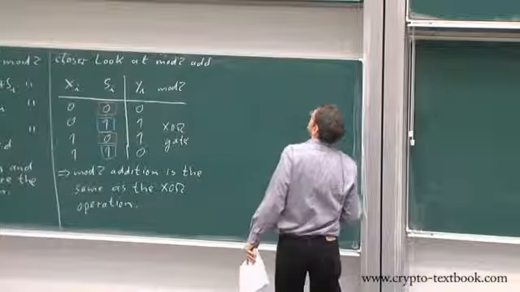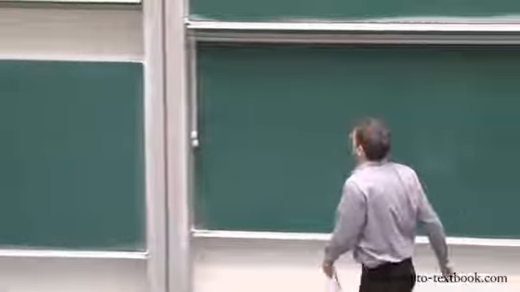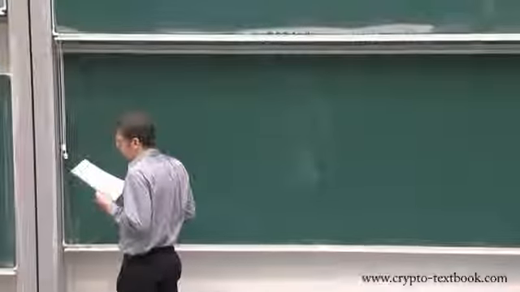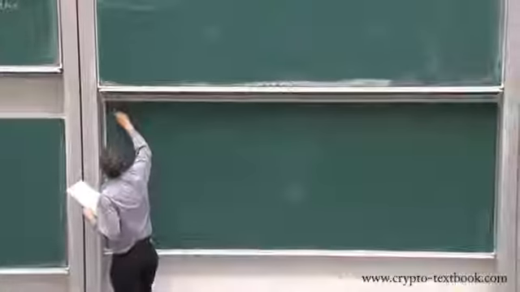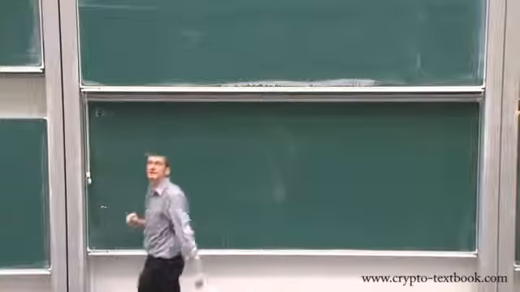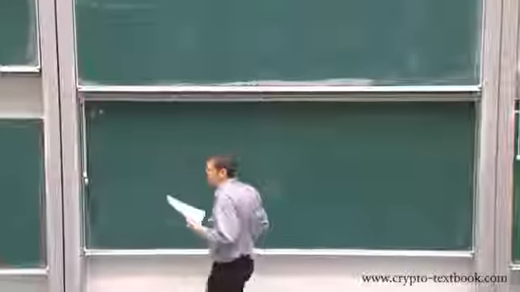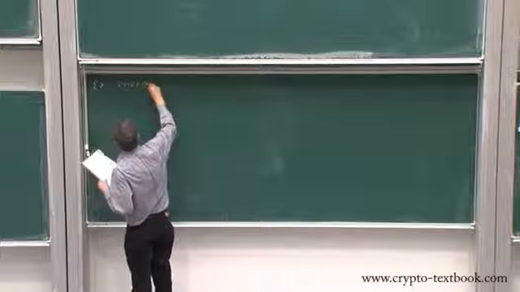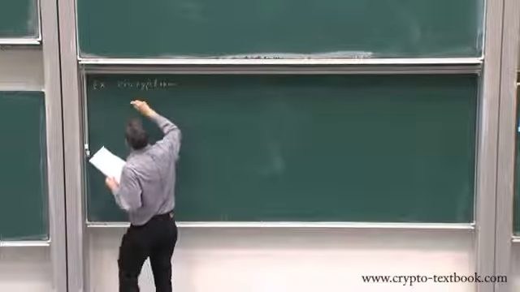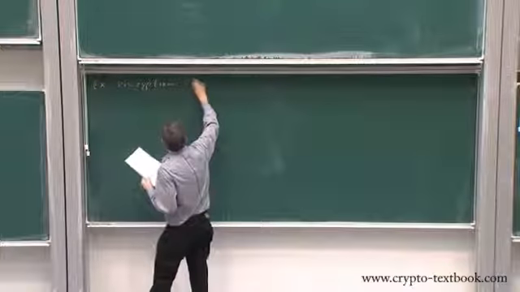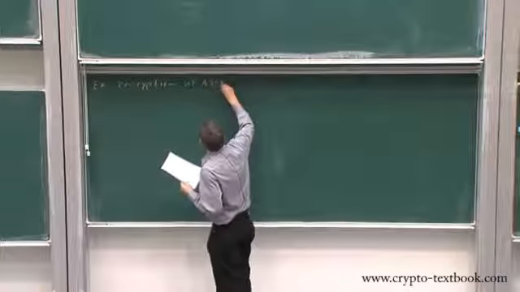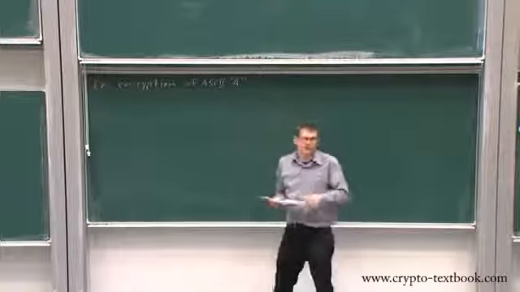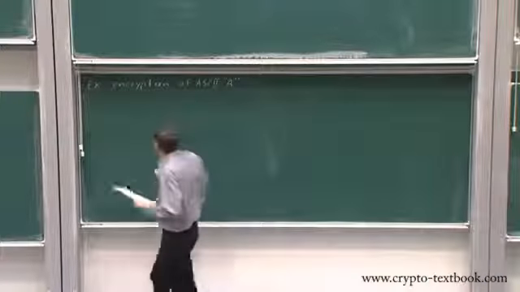Do we have a blackboard free? No, we don't. So now we start with the example. Grau ist alle Theorie, right? Gray, all theory is gray. Let's look at a very simple example: encryption of the ASCII letter, the ASCII code. So we want to encrypt the ASCII letter A.